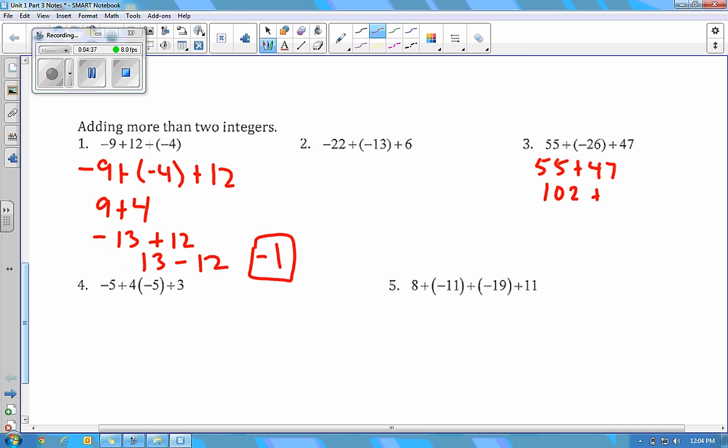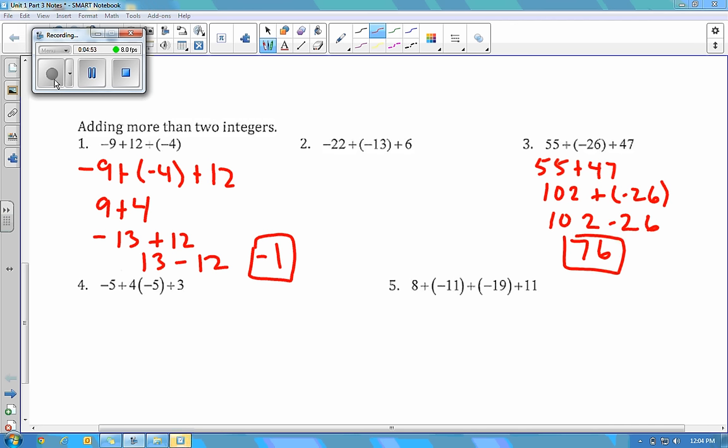And then I'm going to add negative 26 to that. Now, these are opposite signs, so I'm going to do 102 minus 26. Big minus the smaller. Okay, when I do that, I'm going to get 76. I take the sign of the bigger one, which is 102, so this stays positive.